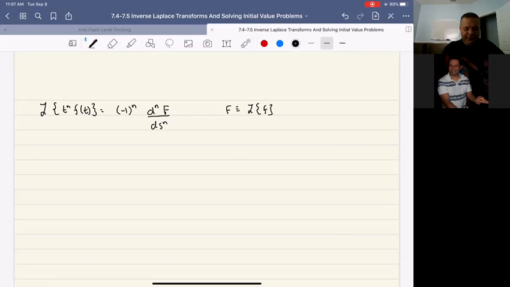So let's take L of f equals F. That's going to equal the integral from 0 to infinity of e to the negative st f of t dt. Okay, so now let's take the derivative of this. We're actually going to go with the other way around. We're going to take the derivative of this with respect to s.